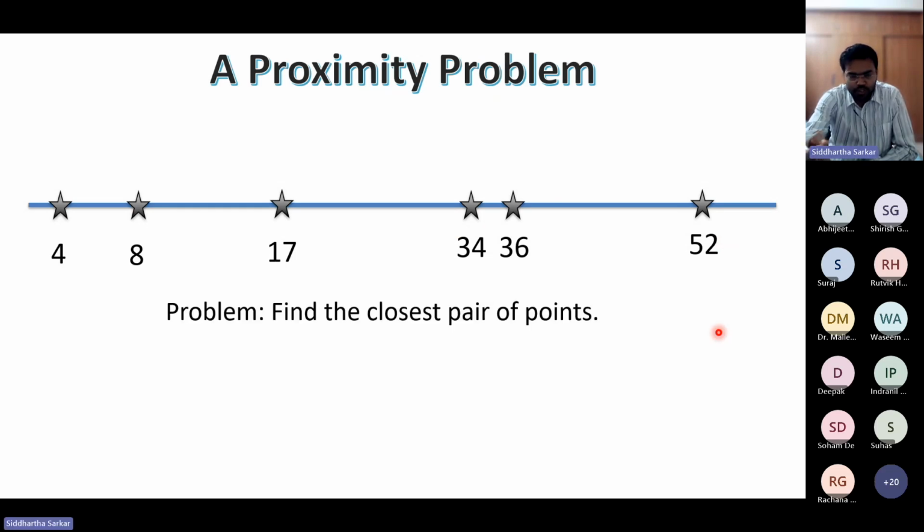The concrete question to ask is to find those 2 points that realize the closest distance, the smallest distance. So we want to find 2 points which are closest to each other. This is a proximity question. So which 2 points are closest to each other in this figure? Okay, Rutvik is saying 34 and 36. That is correct.